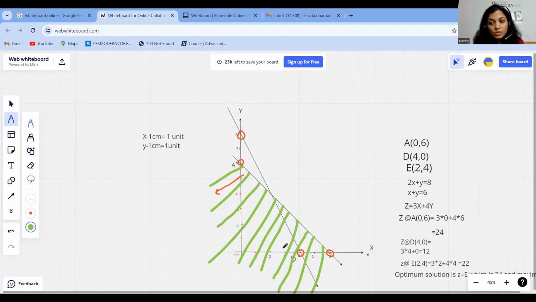Okay, now consider equation number 2, that is 2x plus y is less than or equal to 8. This is the line for 2x plus y is less than or equal to 8. Now again the inequality is towards the origin, so the feasible region will not be this side. No, it will be towards the origin. So for this line, the feasible region will be towards the origin.